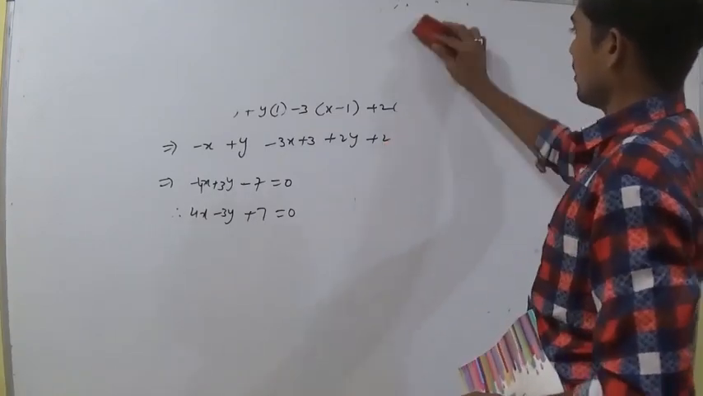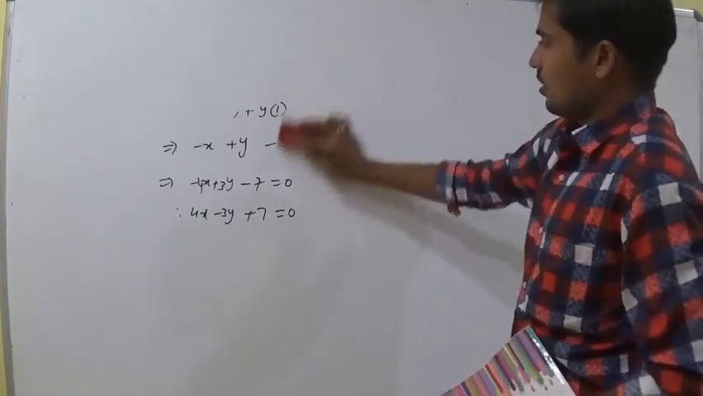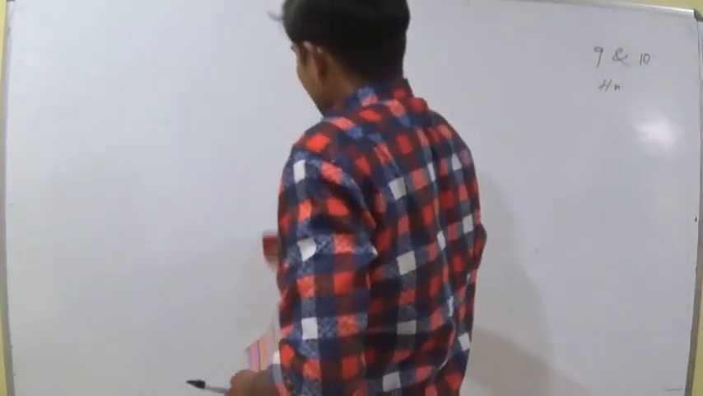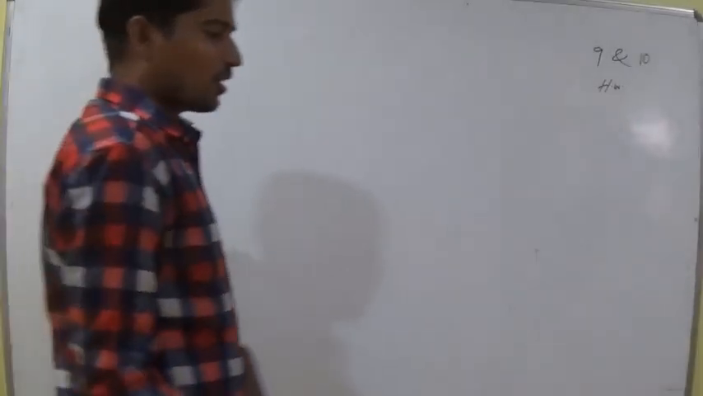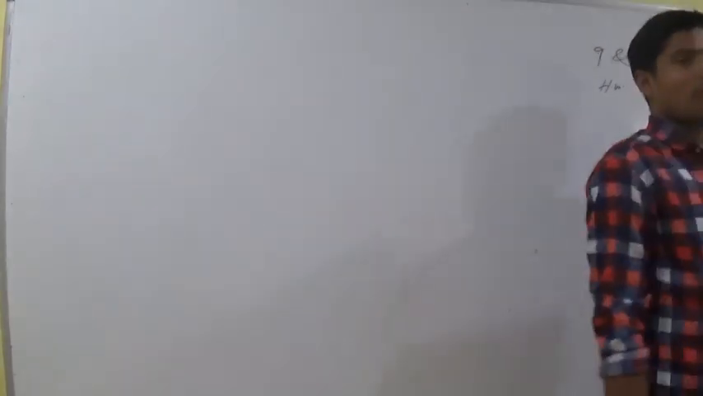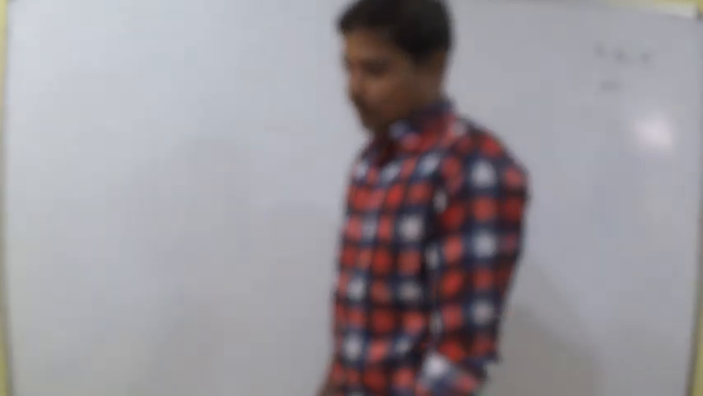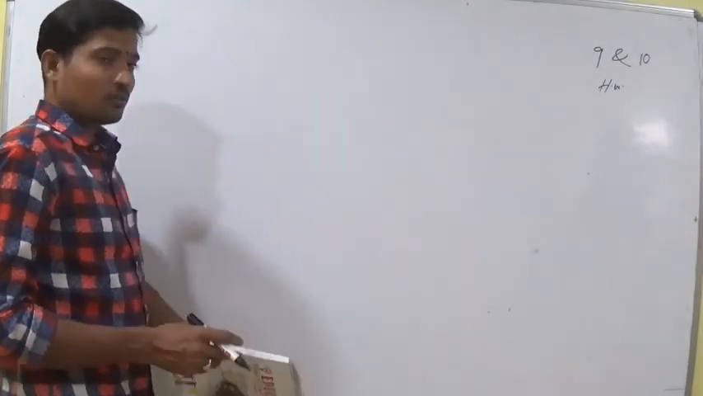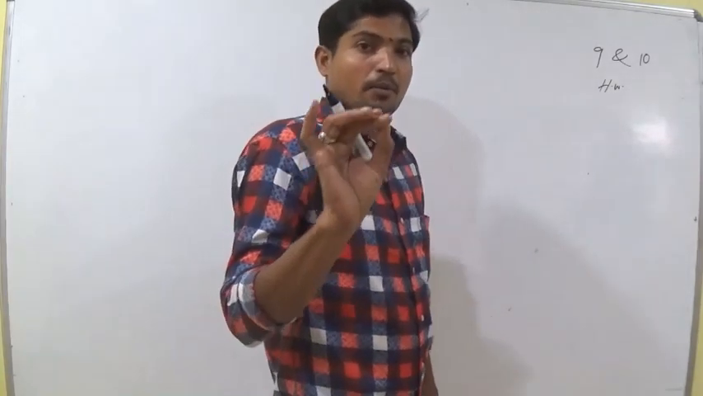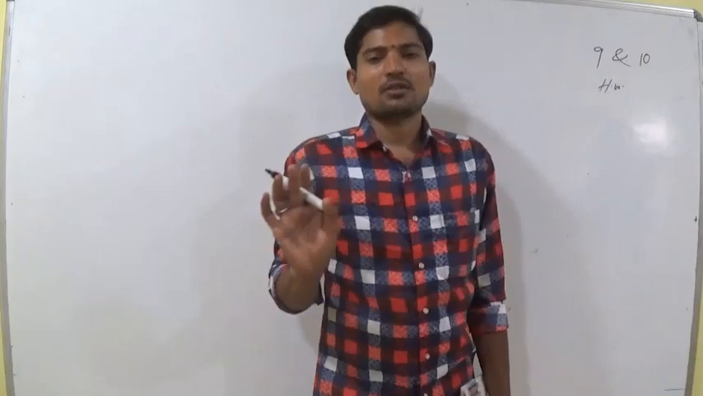Next one, the 11th one, is to find the length of the tangent. S is the equation of a circle. The general equation of a circle is x² + y² + 2gx + 2fy + c = 0, and the length of the tangent is the square root of S11. So S11 is equal to x1² + y1² + 2gx1 + 2fy1 + c, right?